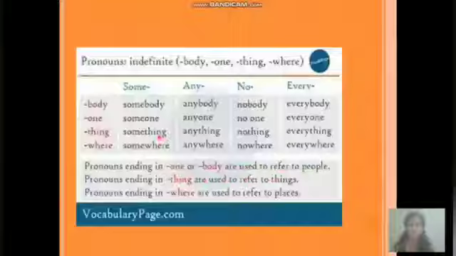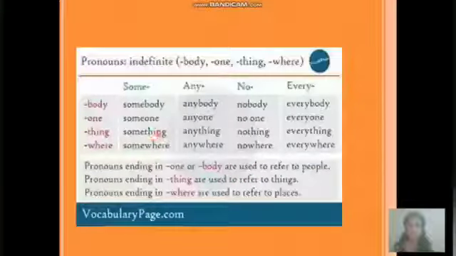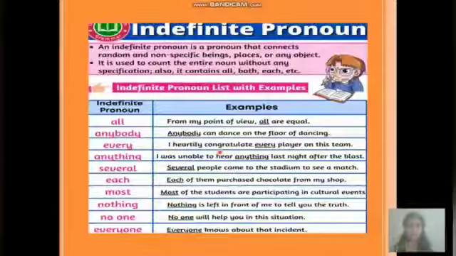And if the indefinite pronoun ends with the word thing, something, anything, nothing, everything, it is used to refer to things. And somewhere, where refers to a place. So somewhere, anywhere, nowhere, and everywhere. All these indefinite pronouns are used to refer to places.